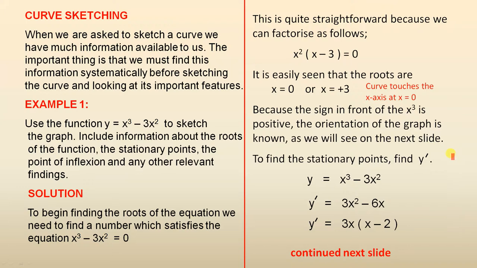To find the stationary points, find the first derivative. So this signifies the first derivative from earlier videos. So here's the function. Here's the first derivative, 3x squared minus 6x. And here is the first derivative factorised. So now we continue on the next slide.